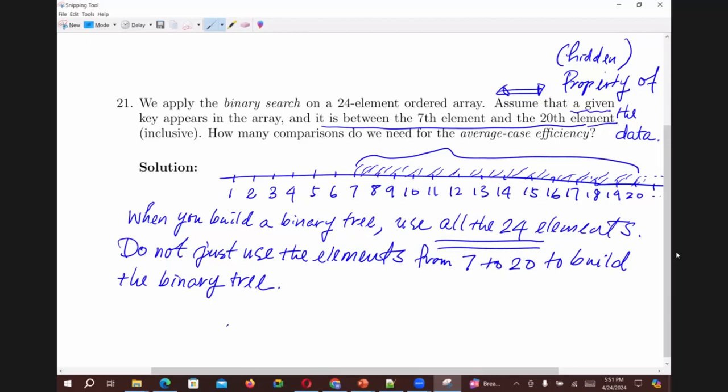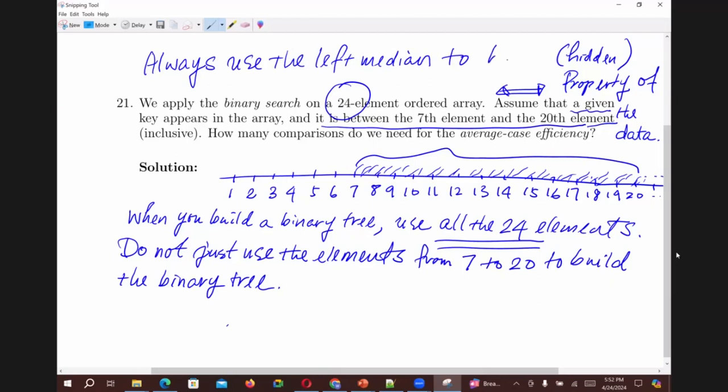Question. Oh, yeah. Median, right? Left median, yeah. So, yeah, 24, you're right. 24, the median, yeah. So for this class, we always use the left median, okay? So always, let me write down here, okay? Always use the left median to build your binary tree.